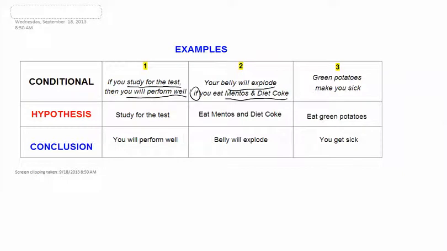The next one there, green potatoes make you sick. Well, there is no if statement. However, you have to look at the result. The result is getting sick, okay? And the cause is eating green potatoes. So what you could write here is, the hypothesis is eating green potatoes, and the result is I will get sick. And so you have to kind of read between the lines. It's often useful to rewrite these. So instead of writing green potatoes make you sick, you could have written, if you eat green potatoes, then you will get sick. And then it's an if-then statement. It's easier to spot.